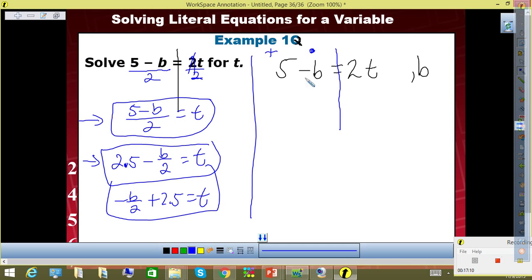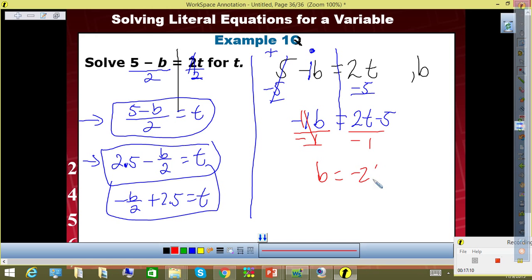What's in front of the letter B? -1, it's multiplying, right? And what is this other one? Addition. So how do we get rid of this? Subtract 5, subtract 5. We're left with -1b equals 2t minus 5. And at the end, divide by -1, divide by -1. b equals -2t plus 5. Hands if you got that one. Okay, not bad.